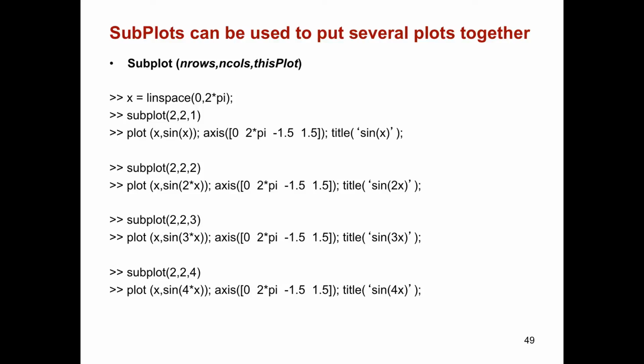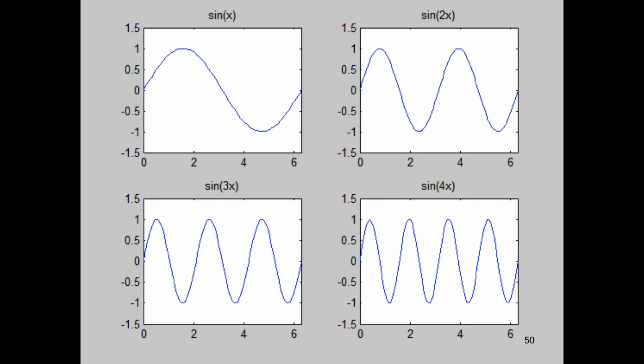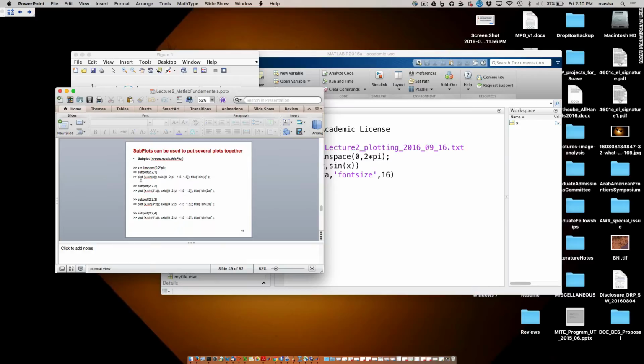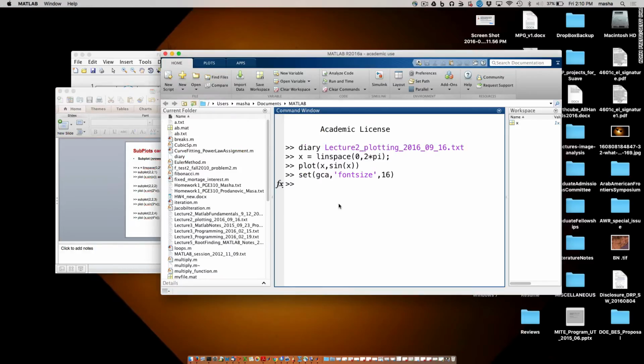This is going to arrange 4 plots in one figure, in a 2 by 2 arrangement. First in the 2 by 2 is this, second is this, third is this. You just specify where each of the 4 should go. End result is the following. So give it a try. x is essentially the same.